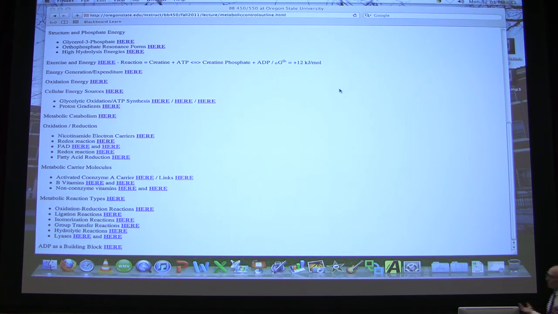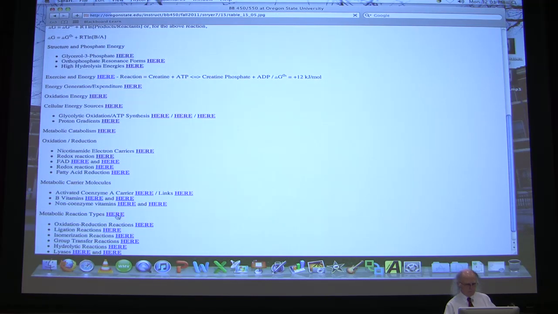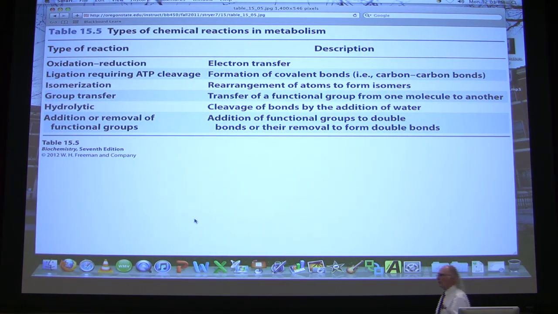Okay, there are, it turns out, 6 separate categories of reactions that are catalyzed by enzymes. So we can take all the reactions that are catalyzed by enzymes, and we can place them into 6 groups based on the chemical reaction being catalyzed. Okay, they're shown on the screen. I'll show you some examples of these, but the 6 different types are oxidation-reduction, ligation requiring ATP cleavage, isomerization, group transfer, hydrolytic, and addition or removal of functional groups.